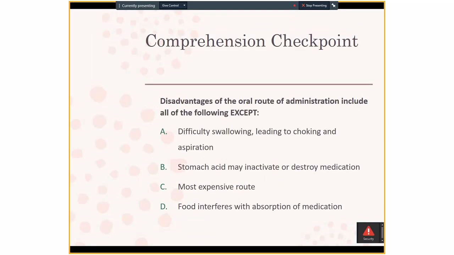So, disadvantages. Now this is another one that would probably trip me up because it says except. So all of those are a disadvantage except for, yeah, because it says most expensive. Well, we just said it's the cheapest. So yeah, you're exactly correct.